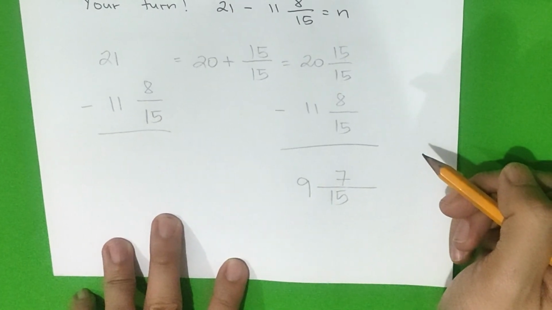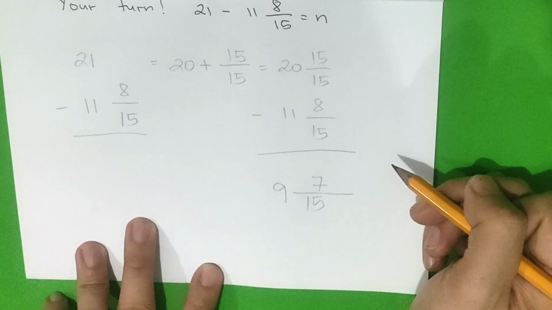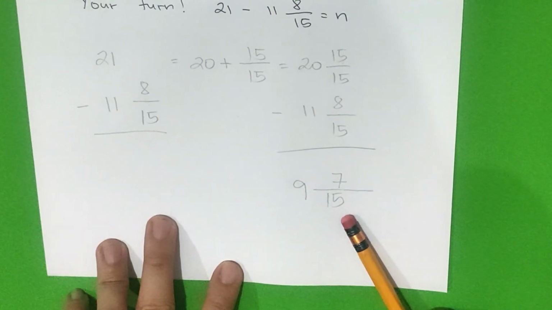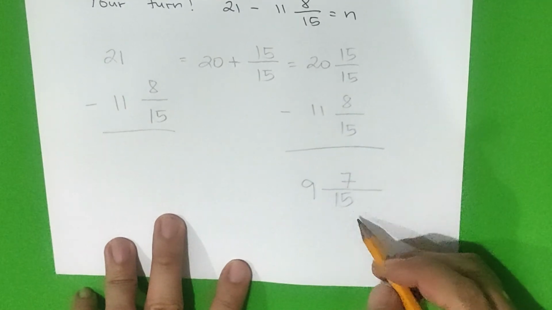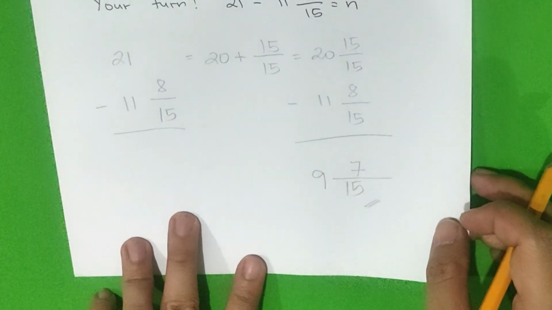So our last step is to reduce the difference to the lowest terms whenever possible. Do you think we can still reduce this to lowest terms? No need, because our difference is at its lowest term. You got it right. Very good.